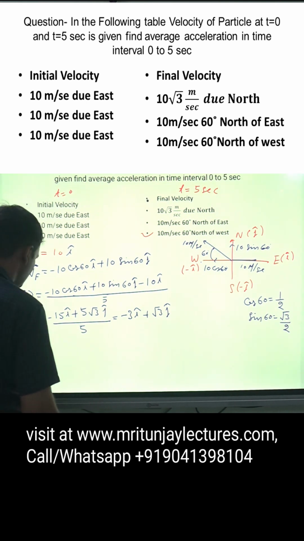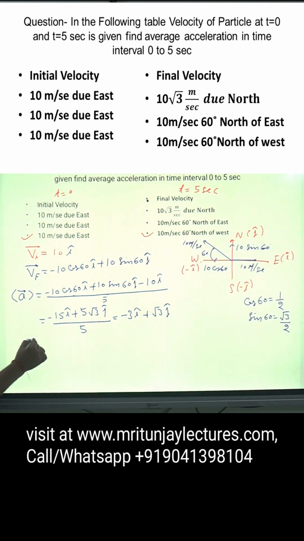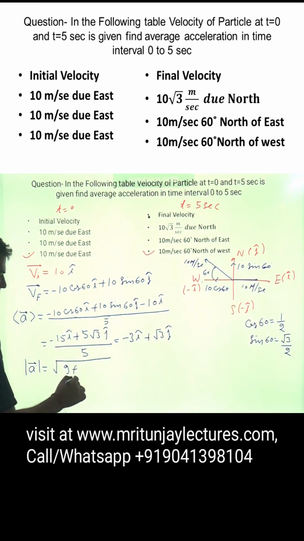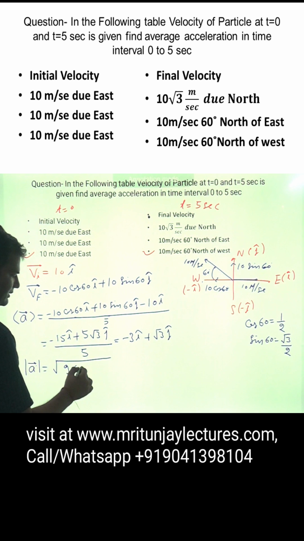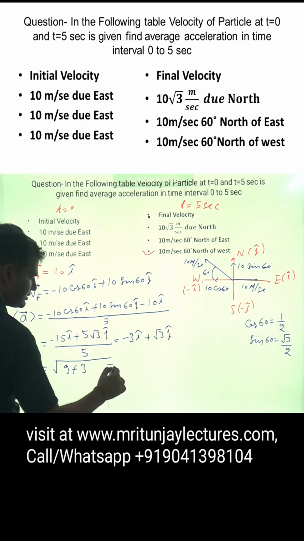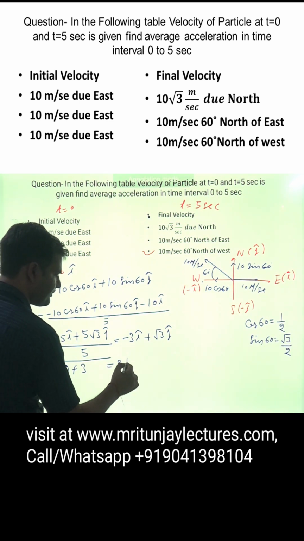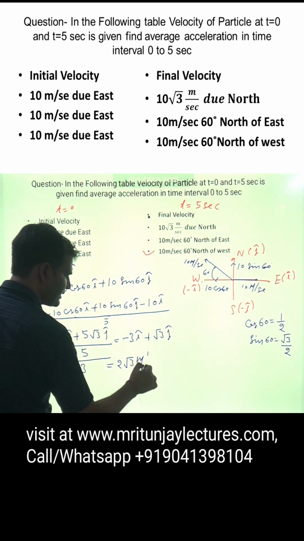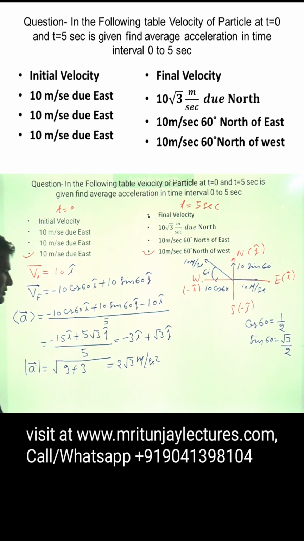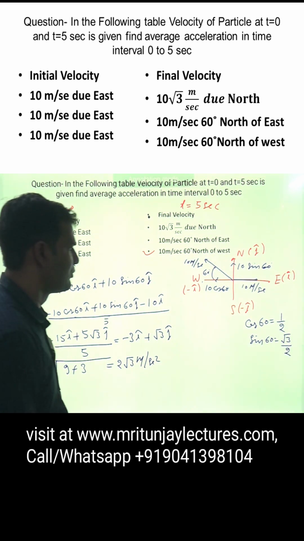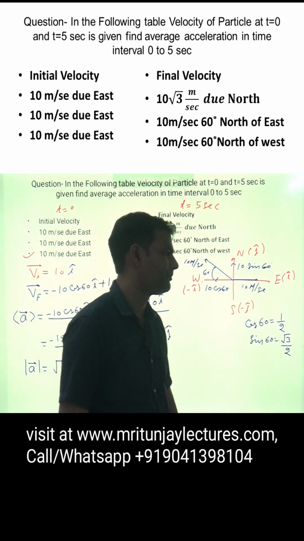Now next target, what about magnitude? Magnitude is written as under root of minus 3 whole square, that is 9, and root 3 whole square, that is 3. So we got 12, which means 2 root 3 meter per second square. That is acceleration, that's why meter per second square. After that, our motto is to determine the angle.